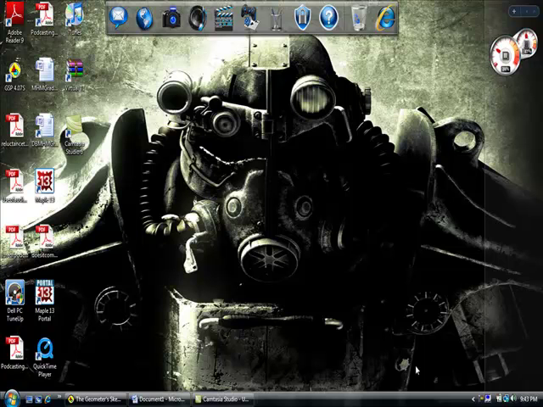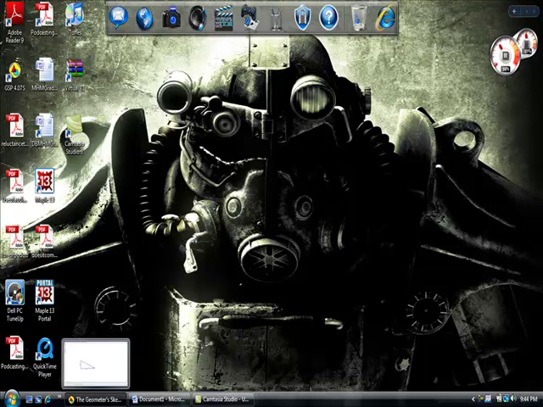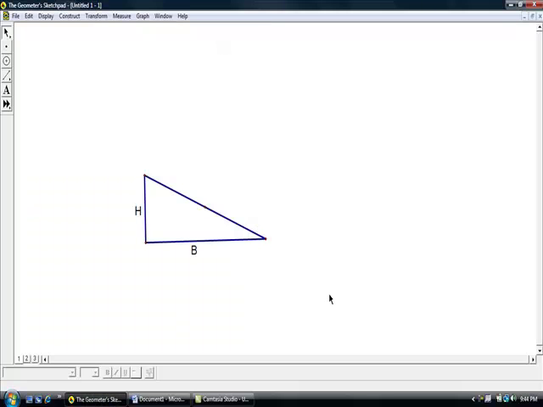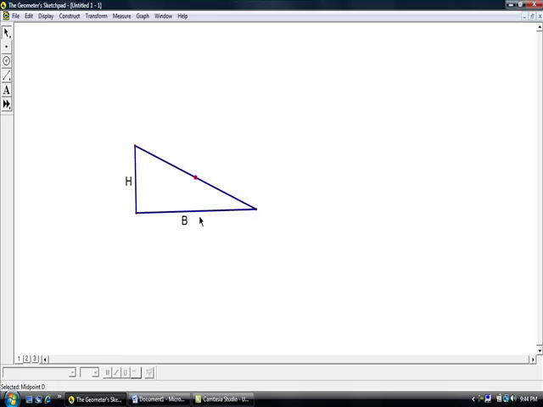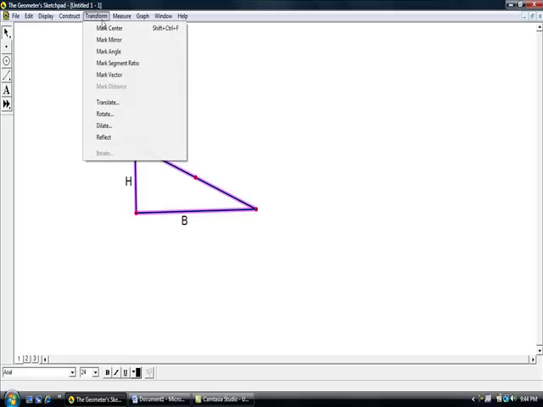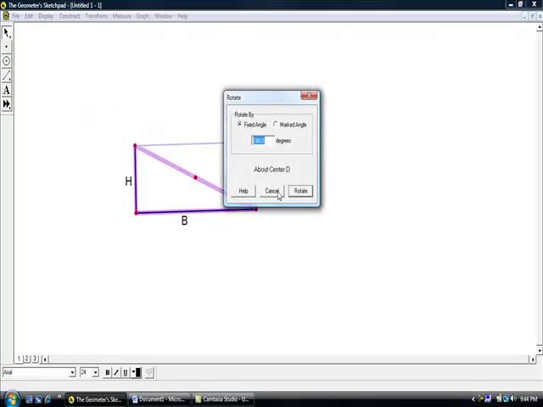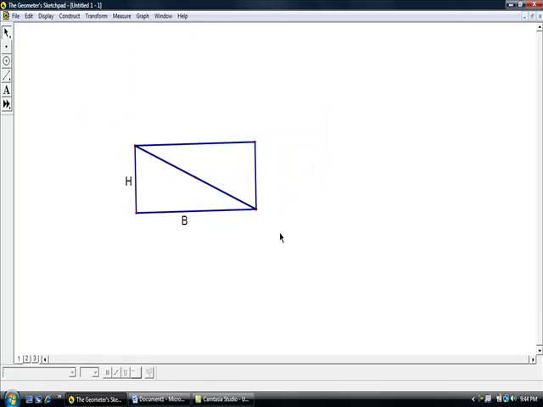We're going to start with a right triangle actually. So I got my sides labeled already. My base is B, my height's H. Now, where the 1/2 base times height comes from is if I actually take this right triangle here and I rotate it around the midpoint of that hypotenuse. Watch what happens. Rotate it 180 degrees. What I actually form here is a rectangle.